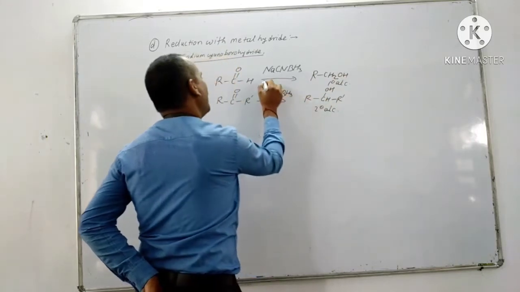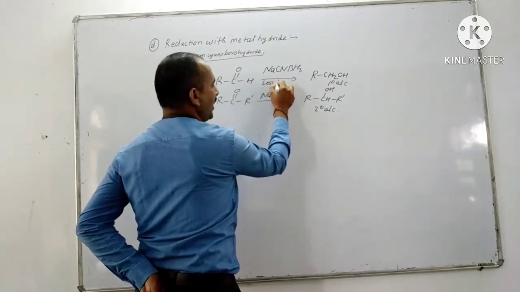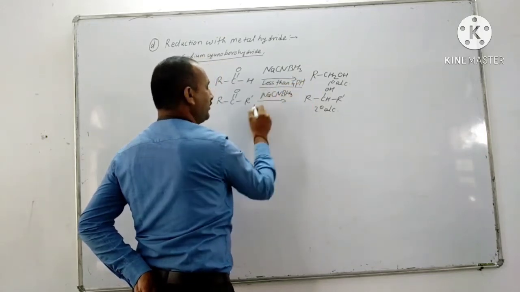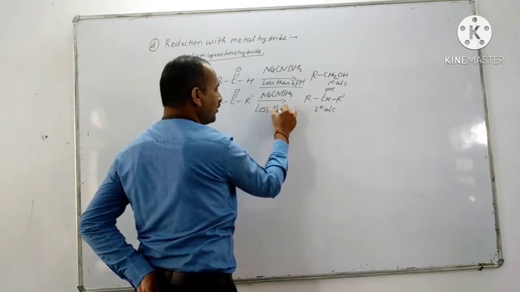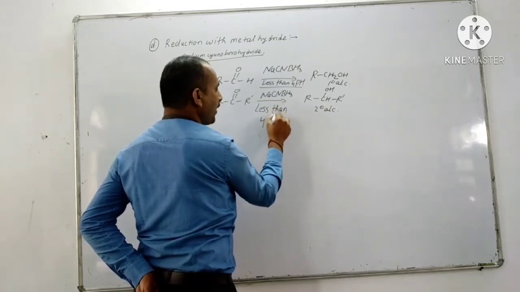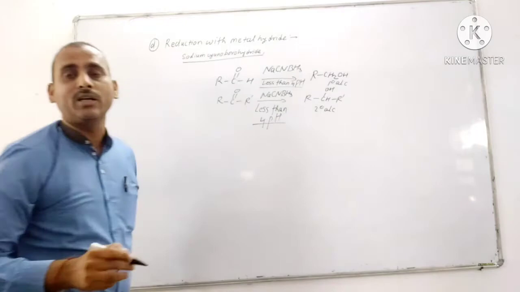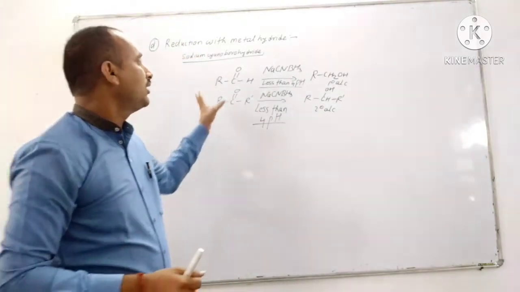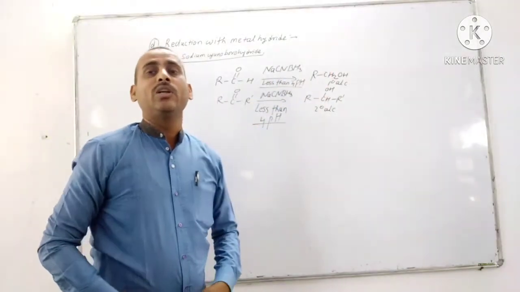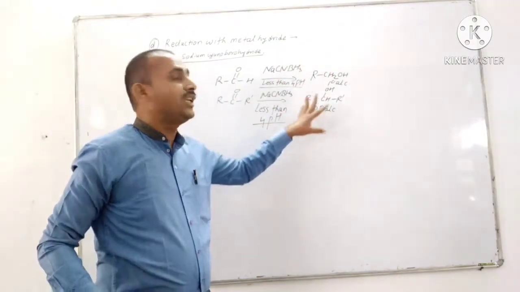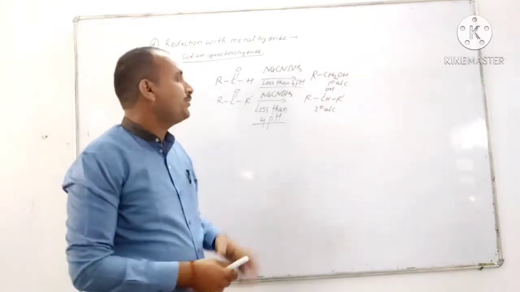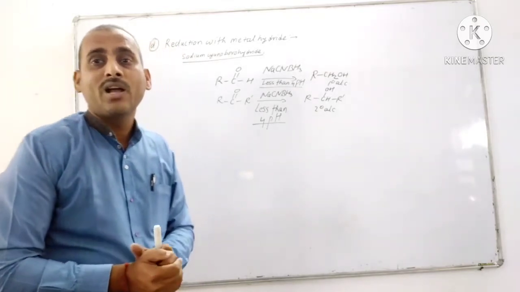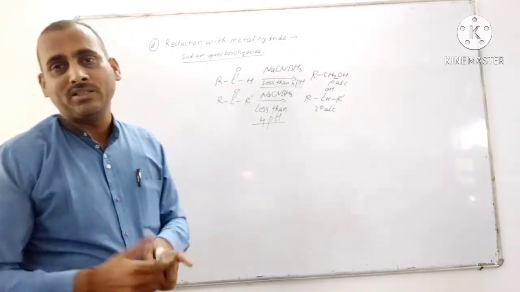So these reactions occur below pH 4. Less than 4 pH means these reactions occur in acidic medium. Then the aldehyde gives primary alcohol and ketone gives the secondary alcohol. Now sodium cyanoborohydride is also used for the reduction of imine to amine.